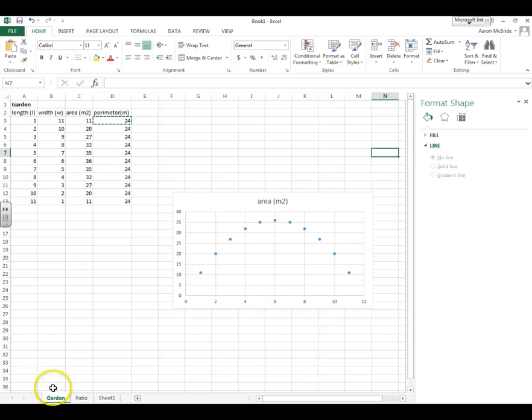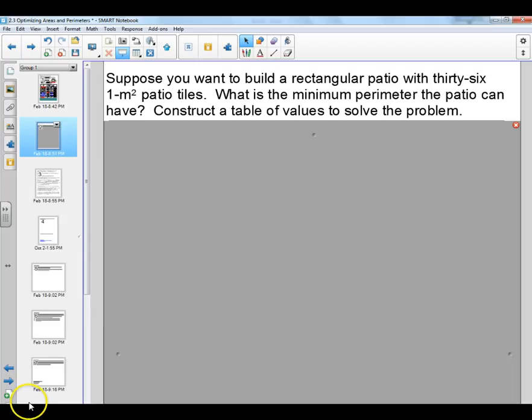Let's go back to the other scenario. Okay, so here we want to build a rectangular patio with 36 one square meter patio tiles. So we'll assume they have an area of 1 square meter, but let's also assume that they are squares. So in this activity in class, we use little plastic squares, and we're fitting them together so there are no gaps, and we want to find the minimum perimeter that the patio can have.